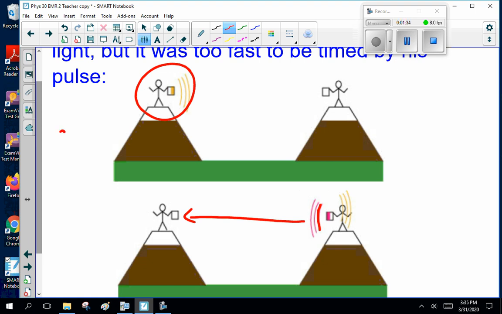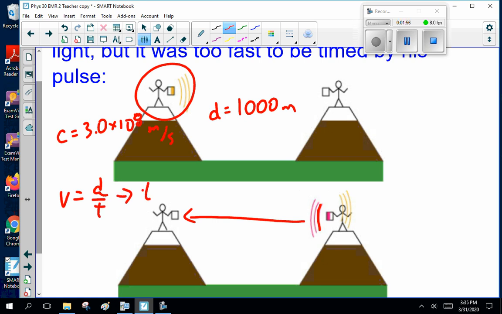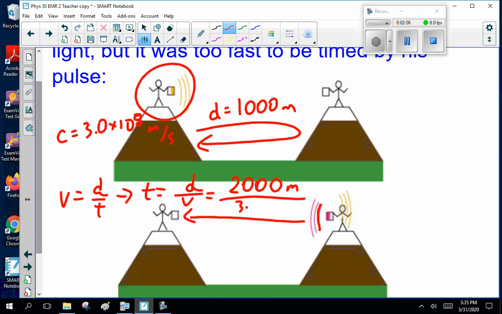So if you think about it, speed of light is 3 times 10 to the 8 meters per second. So, I'm sorry, this distance was about a kilometer, 1,000 meters. Velocity is displacement over time. Rearranging that, time is displacement over velocity, which is there and back, 2,000 meters, note that, divided by 3.0 times 10 to the 8 meters per second.